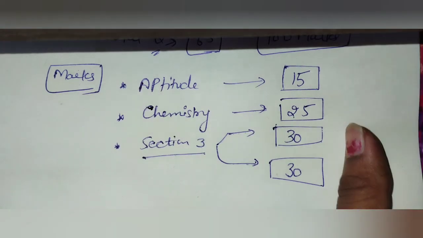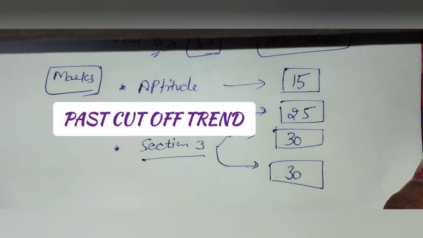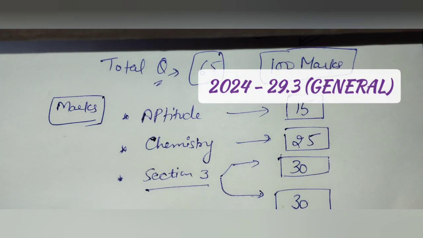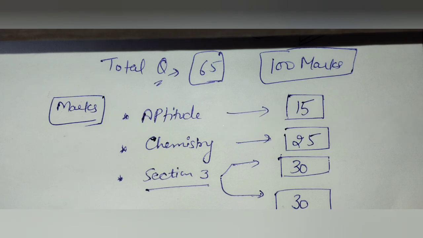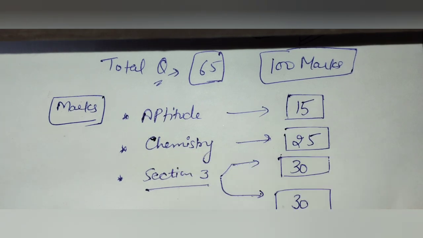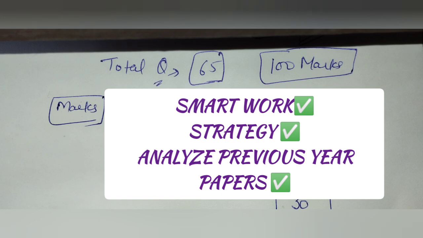And if you see the previous year cutoff trend as well, the cutoff is very low, which is achievable. Just last year, for the general category it was 29.3 out of 100, and in 2022 it was 33.9. According to my experience, the highest cutoff was in 2021, that was 36, and that is also achievable. And if you follow the right strategy, there are many questions which do not carry any negative marking, so you can attempt those as well.